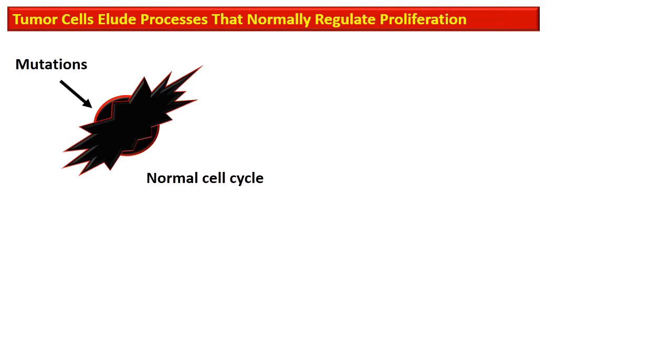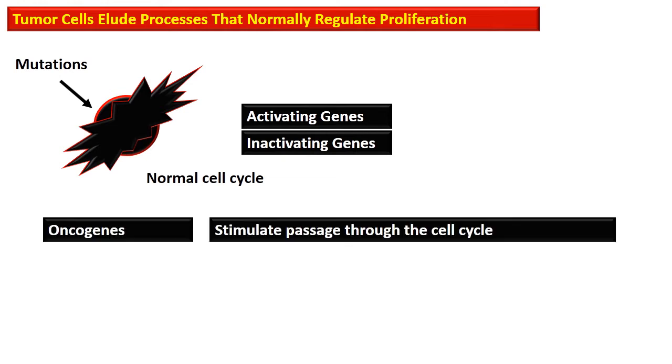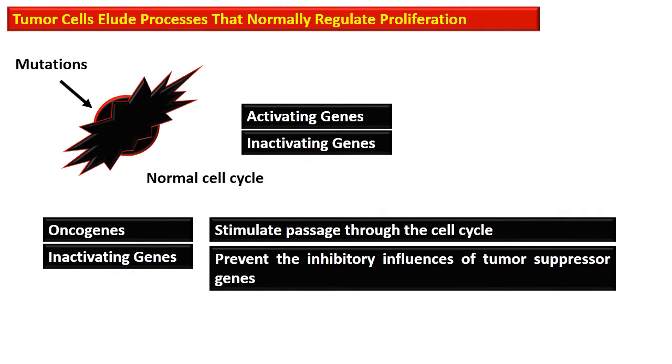These mutations can occur in activating genes or inactivating genes. So the oncogenes are the genes that stimulate passage through the cell cycle, while inactivating mutations prevent the inhibitory influences of the tumor suppressor genes. Hence, they also increase cellular proliferation because they inhibit the tumor suppressor genes.